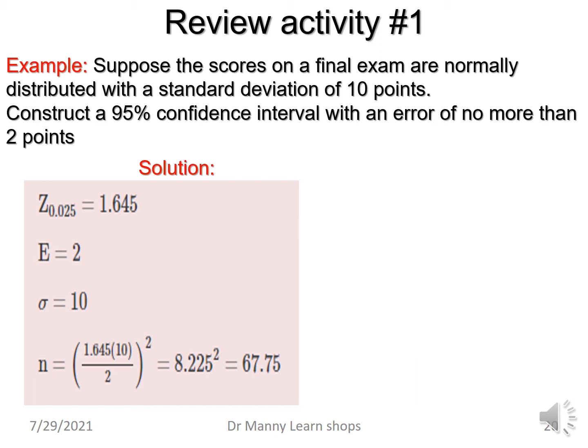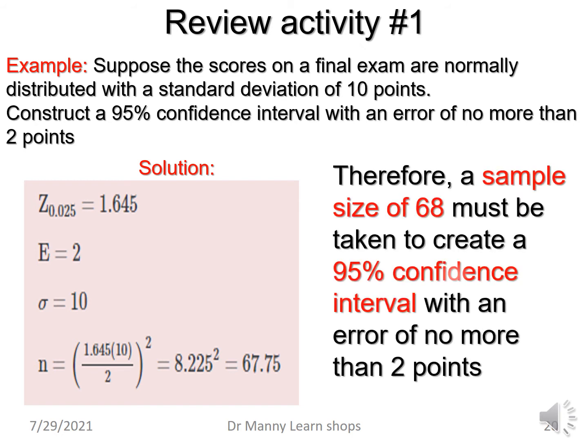Suppose the scores on a final exam are normally distributed with a standard deviation of 10 points. Construct a 95% confidence interval with an error of no more than 2 points. The solution would be as follows. Therefore, a sample size of 68, rounded off to the nearest whole number, must be taken to create a 95% confidence interval with an error of no more than 2 points.